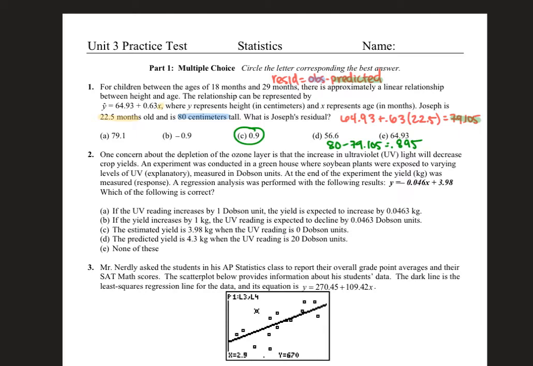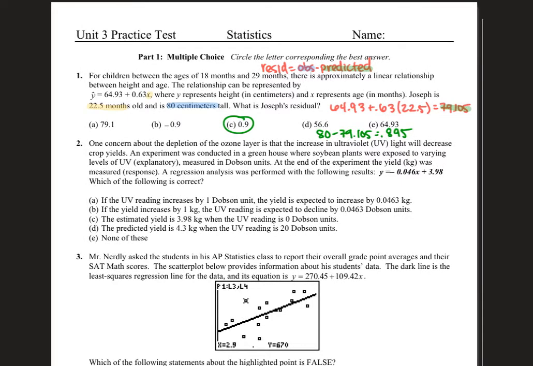All right, number 2, we're asking which of the following statements is correct. So for this one, the correct answer is C. The reason why C is the correct answer, which says the estimated yield is 3.98 kilograms when UV reading is 0 Dobson units, that's the correct interpretation of the y-intercept. Remember, the y-intercept is whatever y is when x is 0. So when the UV reading is 0, the estimated yield is 0.398. So that's just the correct interpretation of the y-intercept.